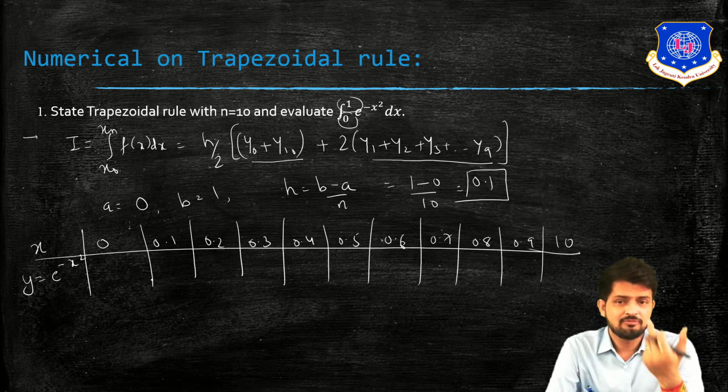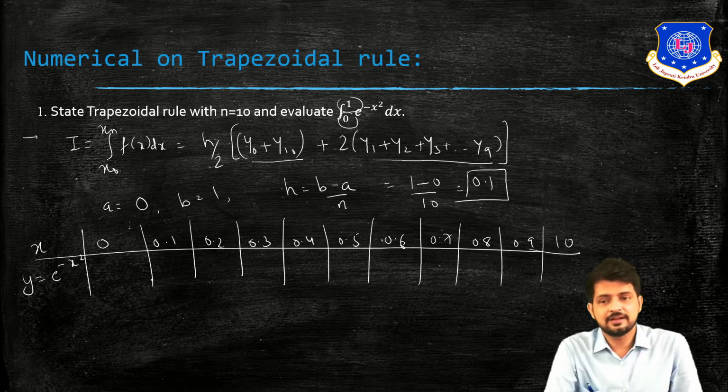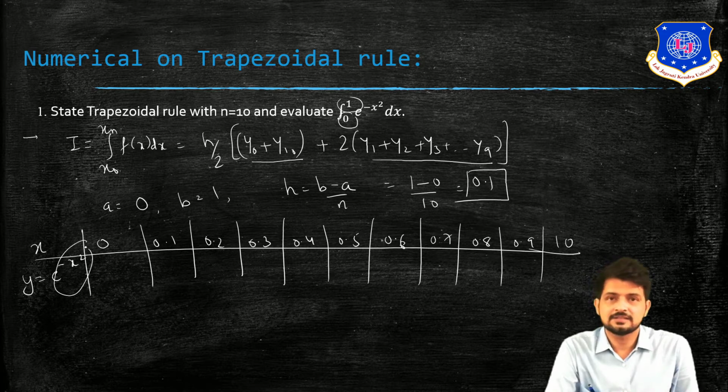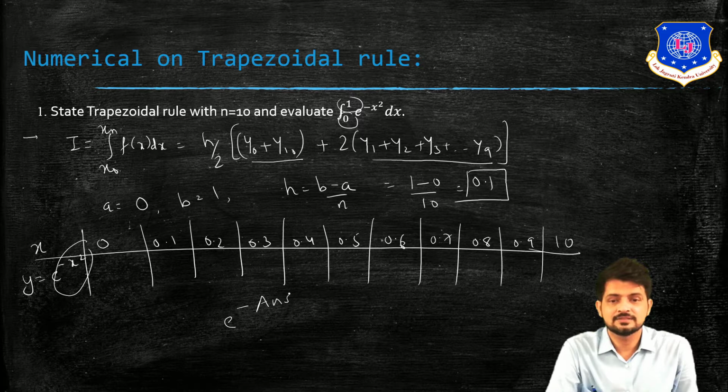Okay, what about the next step? See, here we require the values of e raised to minus x square. The values of x are changing but the function is same. So how can we do this? We can make an equation in the calci, e raised to minus answer square, equal to whichever value is there, ignore that value, then place the value of x, equal to, up key, equal to.